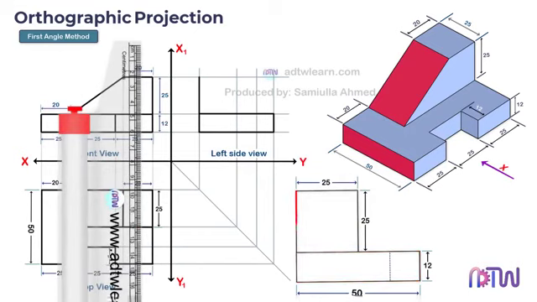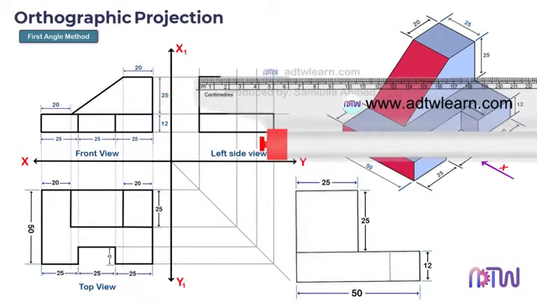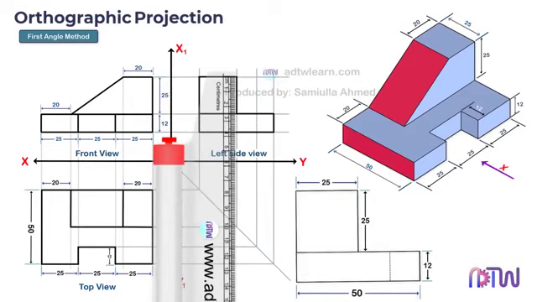Next, we need to construct this shape. We can see the width of this shape as 25 millimeters and the height as 25 millimeters. Take a roller scale and draw a horizontal line of 25 millimeters. And draw a vertical line of 25 millimeters up to this line.